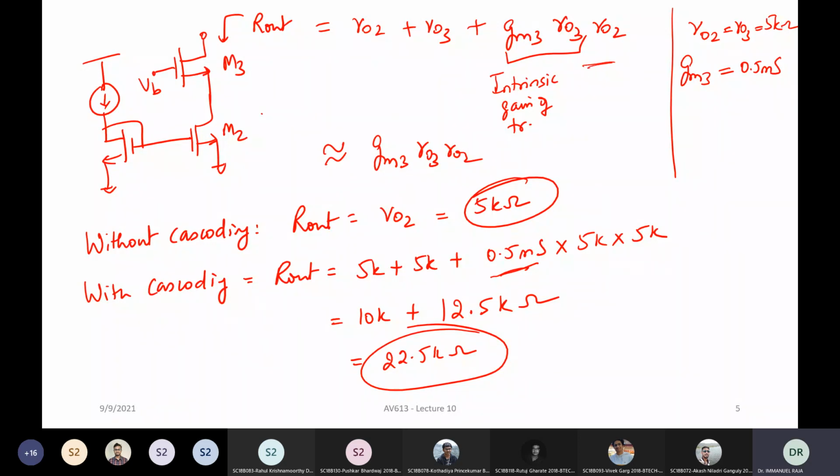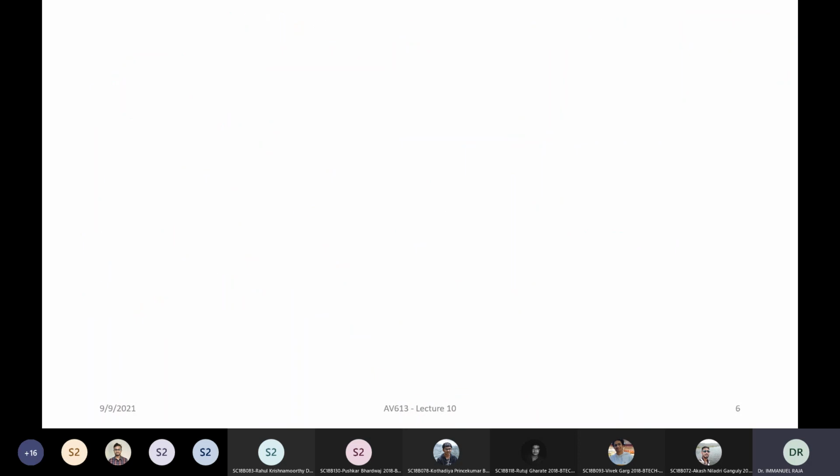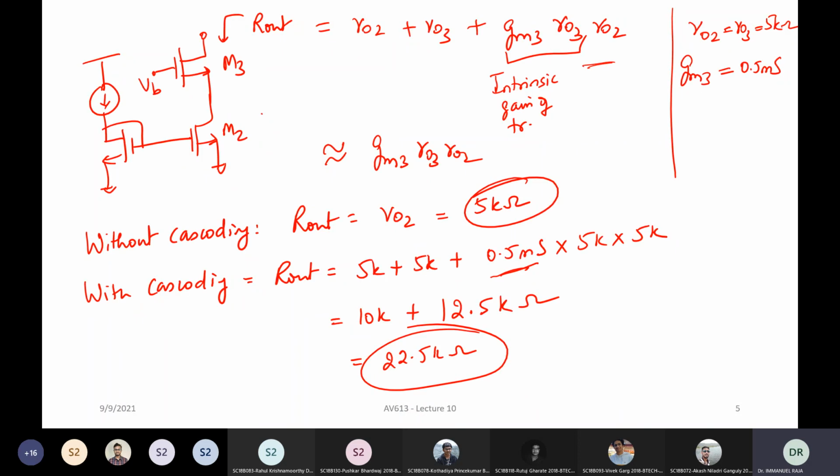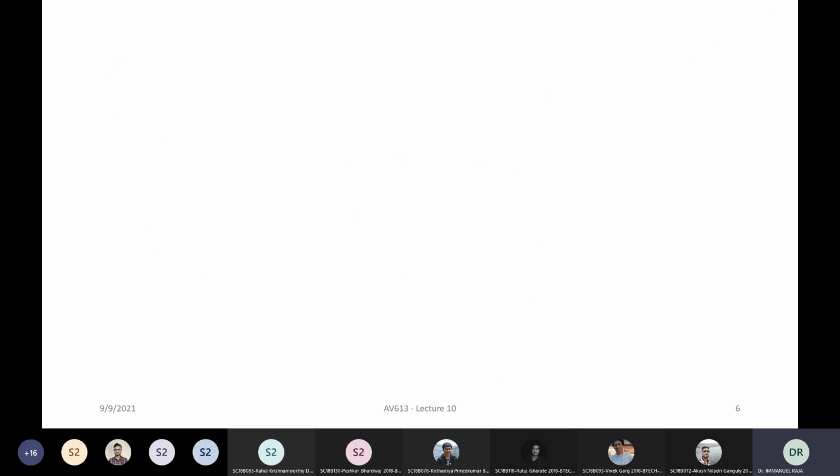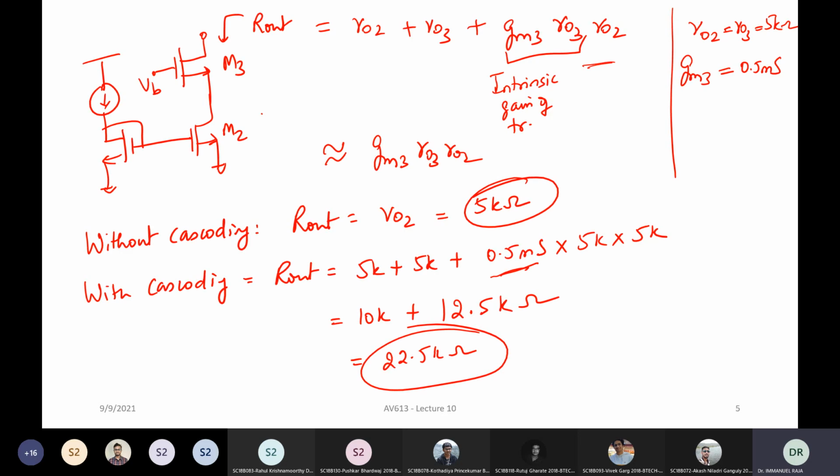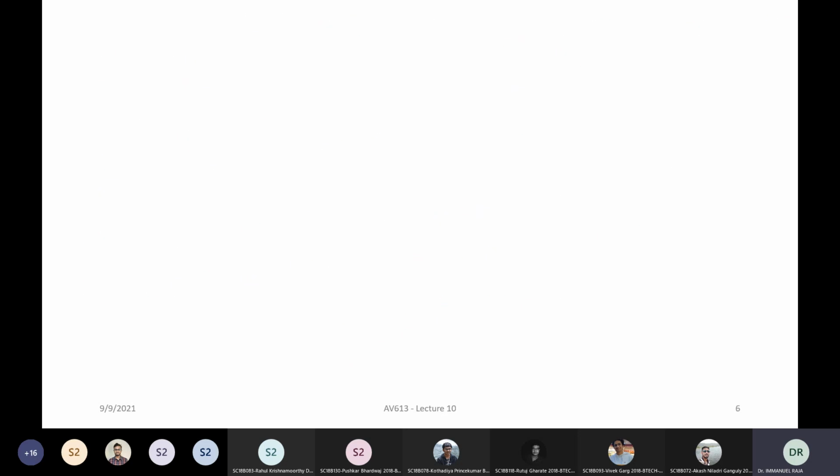Okay. So what we have seen here is a very important expression. So just keep it in mind. We will be using it through the rest of the course. Okay. Now what we are seeing here is that the output impedance has now increased tremendously.